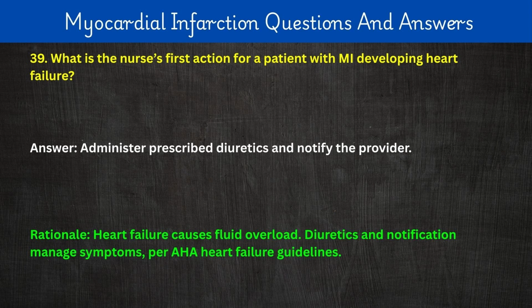39. What is the nurse's first action for a patient with MI developing heart failure? Answer: administer prescribed diuretics and notify the provider. Rationale: heart failure causes fluid overload. Diuretics and notification manage symptoms, per AHA heart failure guidelines.